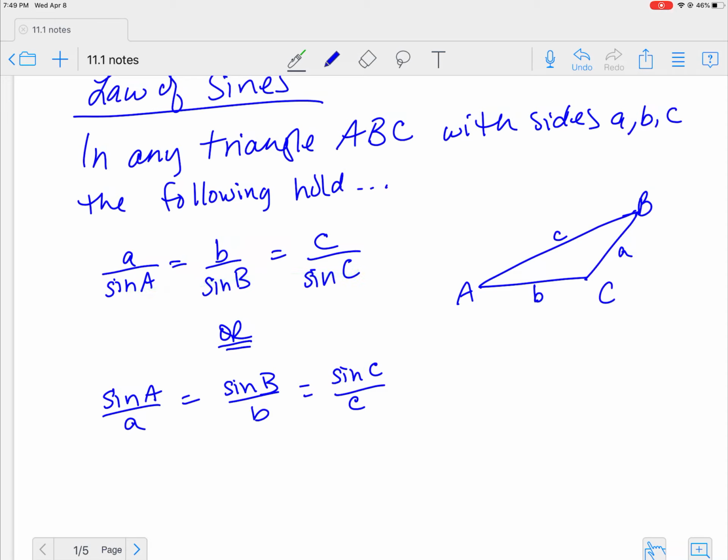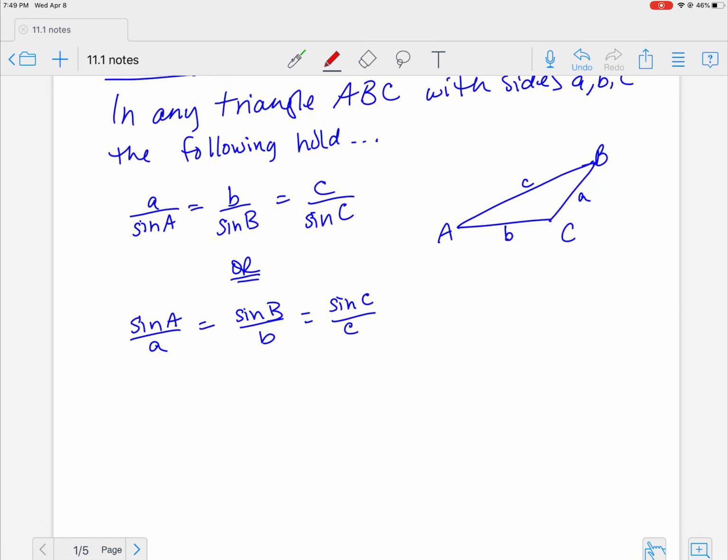So either one of these, where you have the side on top or the angle on top. The biggest thing is the sides all have to be in the numerator and the angles all have to be in the denominator, or vice versa. You can't swap them back and forth. Either the angles are on top or the sides are on top. You don't get to mix and match.